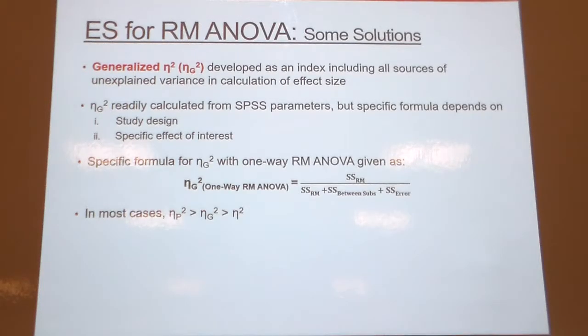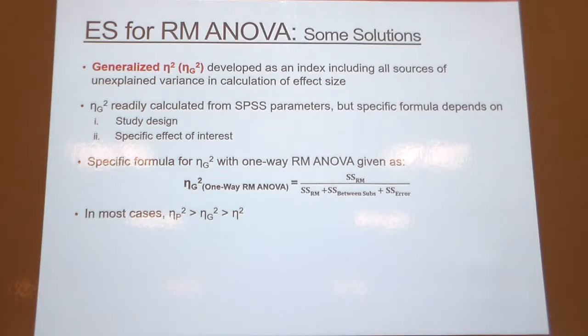Now for our one-way repeated measure ANOVA, our generalized eta squared is going to be the sum of squares for our repeated measure over the sum of squares for our repeated measure plus between plus our error. Essentially, it's the sum of squares of the repeated measure over the sum of squares total, which is essentially eta squared. We saw the same thing happen when we were talking about one-way ANOVA before: partial eta squared reduces to eta squared. Same type of situation here. But in most cases, our eta squared is going to be smaller than our generalized eta squared, which is going to be smaller than our partial eta squared.